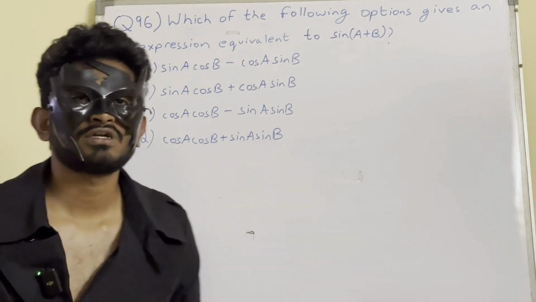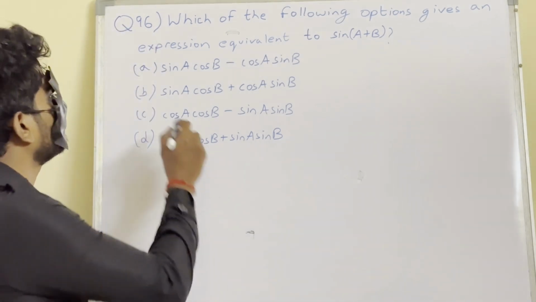So I already taught you the formula. Sin (A plus B) is nothing but sin A cos B plus cos A sin B.